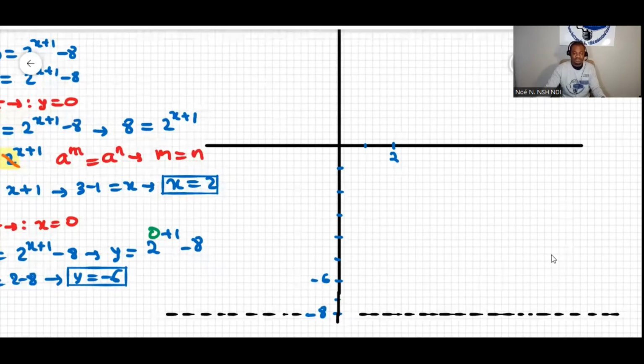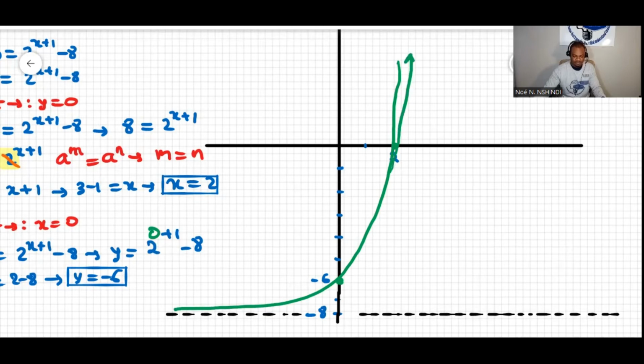And now I need to draw my graph. The y-intercept and the x-intercept, I have to connect the two. We know that because the base is positive and we have x+1 in the exponent, my graph will be like this. It must connect the two, yes, something like that.